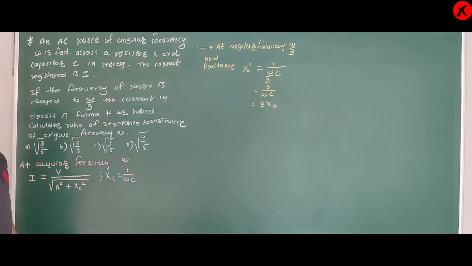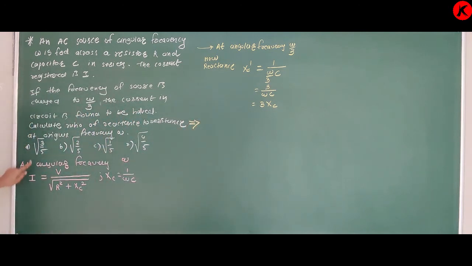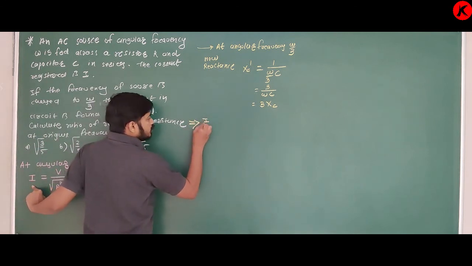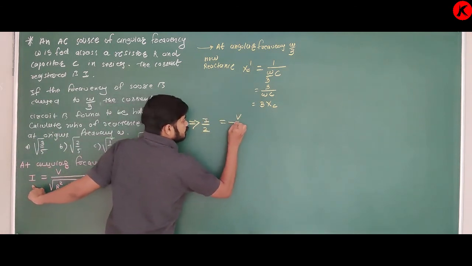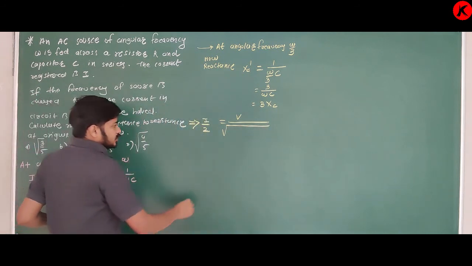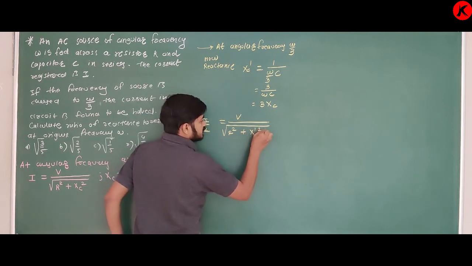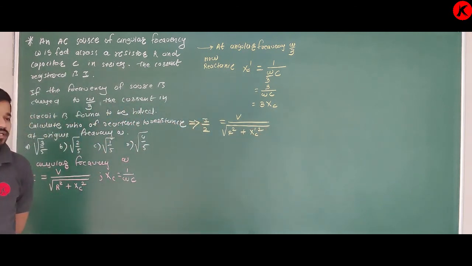Simple. And in this situation, if the frequency of source is changed to omega by 3, the current in circuit is found to be how? How to write the equation of current? Current is I by 2. V is same. Then it is under root, there is no effect on resistance, so it is R square plus XC dash square. Any doubt?